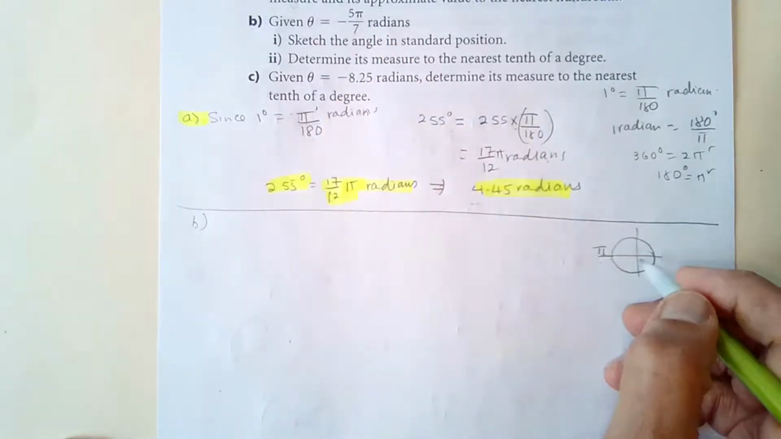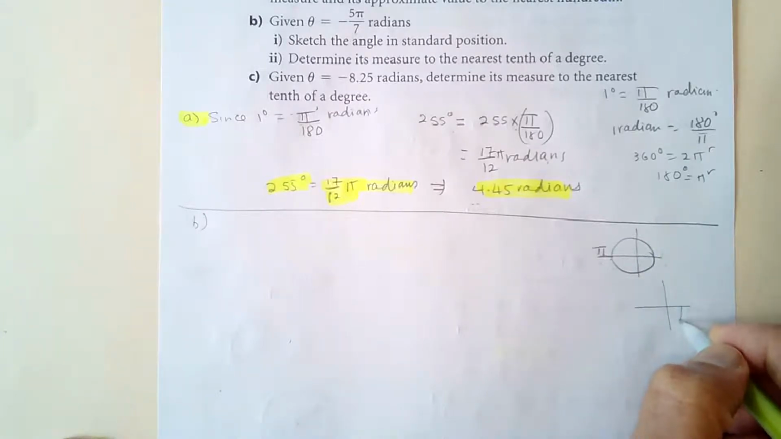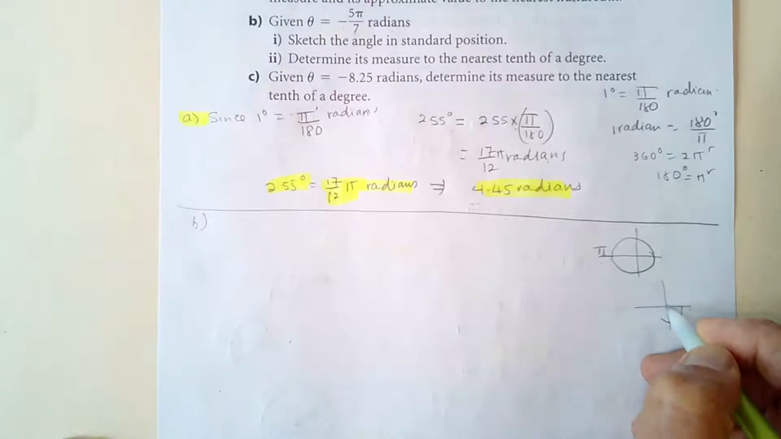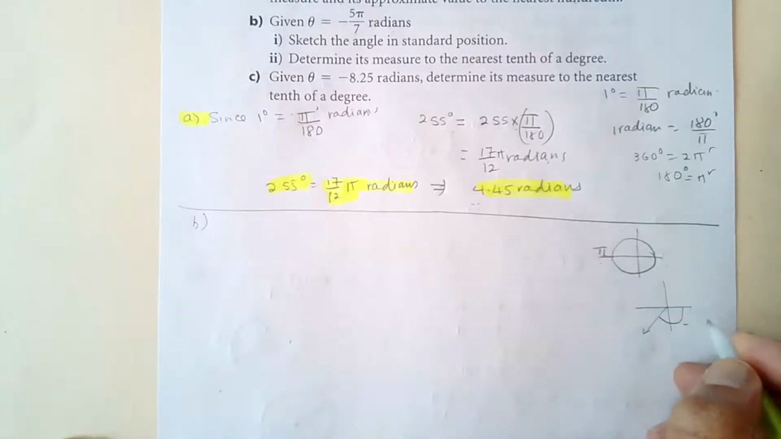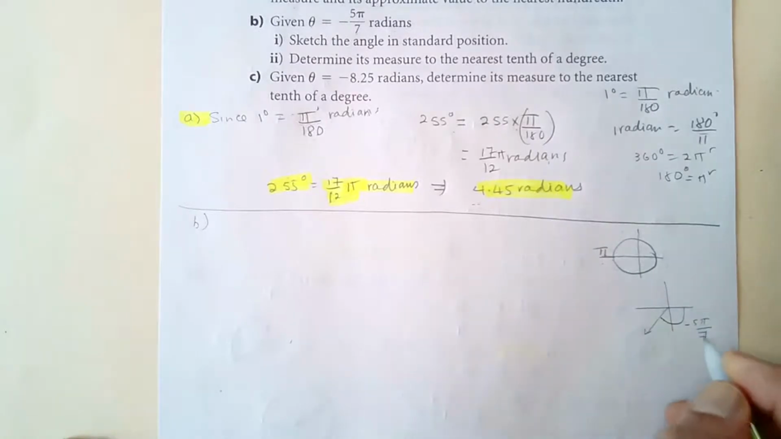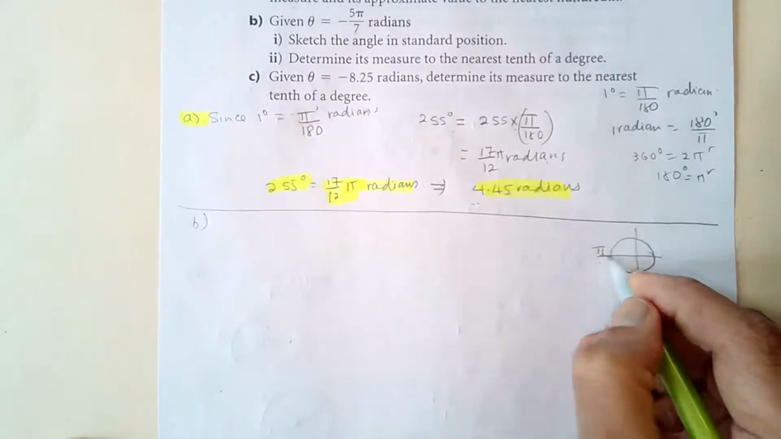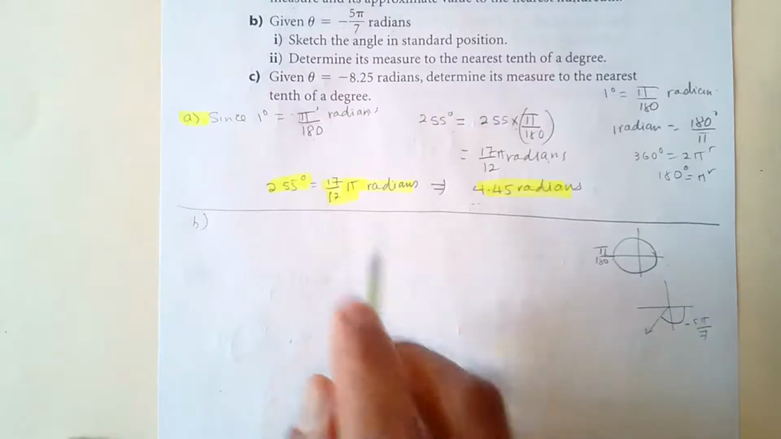But we're going from a negative, right? So we're going now from negative. So it's less than 180, so it will be in quadrant 2. So negative 5 pi over 7. So we know this is 180 degrees here. So we'll do an estimate now.